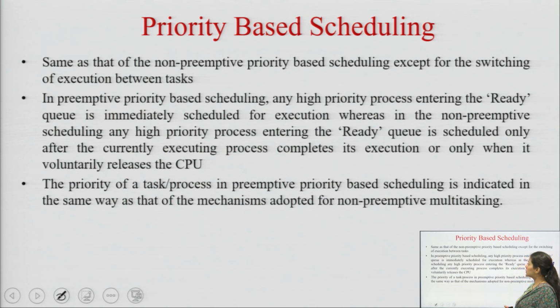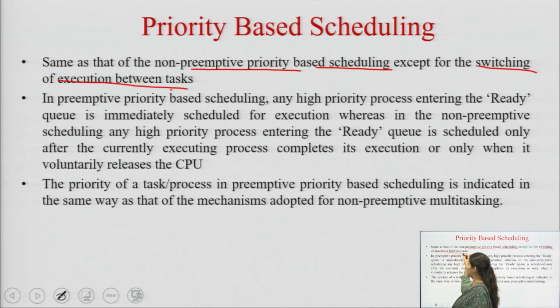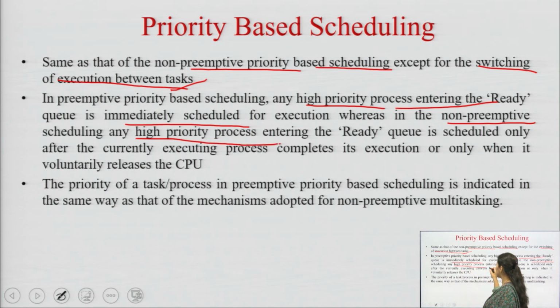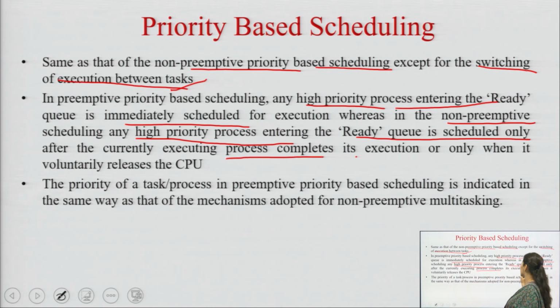At last, we will consider the priority based scheduling mechanism. It is the same as the non-preemptive priority based scheduling except for the switching of execution between the tasks, because this is preemptive scheduling. In preemptive priority based scheduling, any higher priority process entering the ready queue is immediately scheduled for execution, whereas in non-preemptive scheduling, any high priority process entering the ready queue is scheduled only after the currently executing process completes its execution or voluntarily releases the CPU.